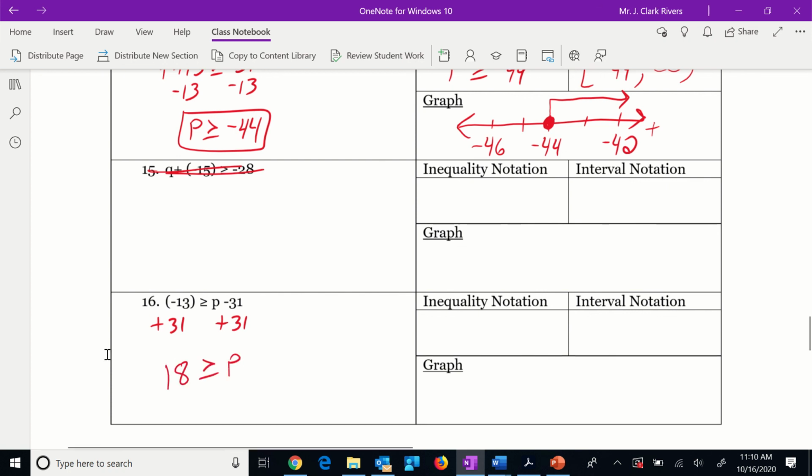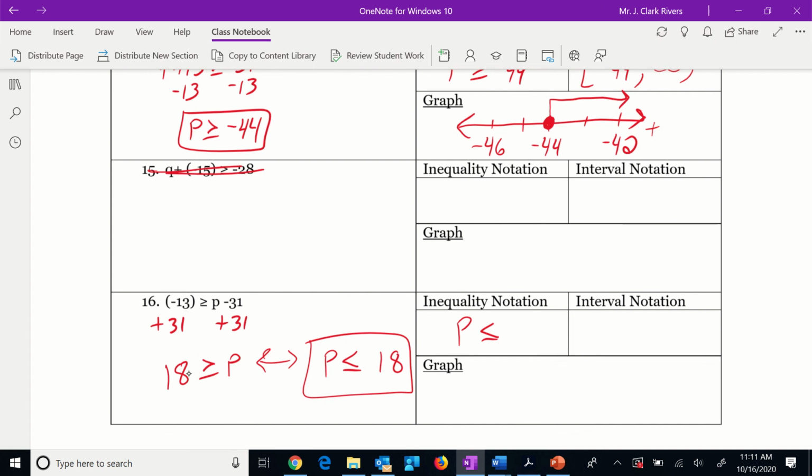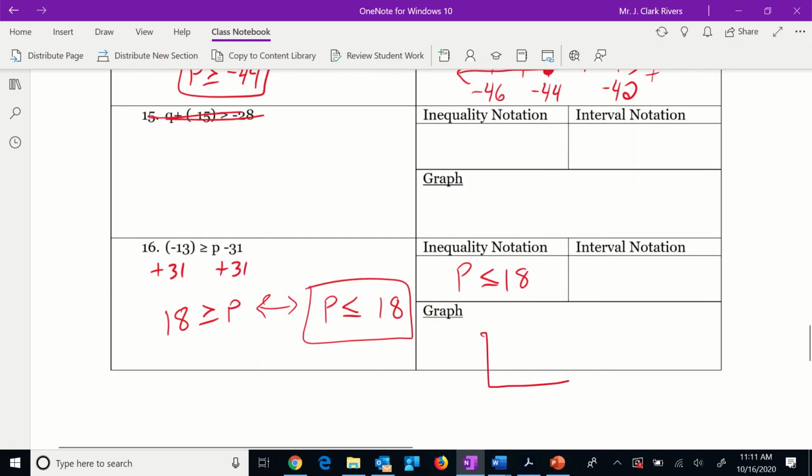Okay, we have that situation again where the variable is on the right. We can flip these so the variable is on the left, but we need to flip our sign as well. So it's p is less than or equal to 18. There you go. Again, I would take either of these, but get your variable on the left so that when you go to graph, it's a lot more manageable.